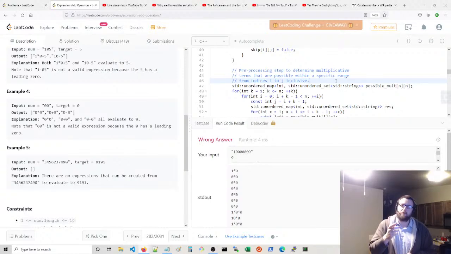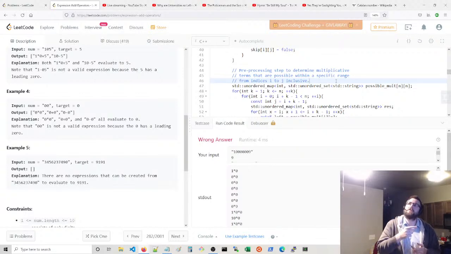Now the actual algorithm we want to do: using that set of possible multiplicative terms, we want to go left to right, and say, okay, pick a spot again and either put an addition or a subtraction there. On the left side, you can have any of the multiplicative integers, right? And on the right side, you're going to recurse, and your recursive results are going to be very similar to the unordered map that we have already for the multiplicative portion.